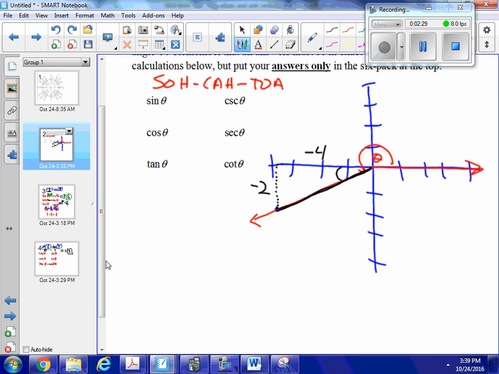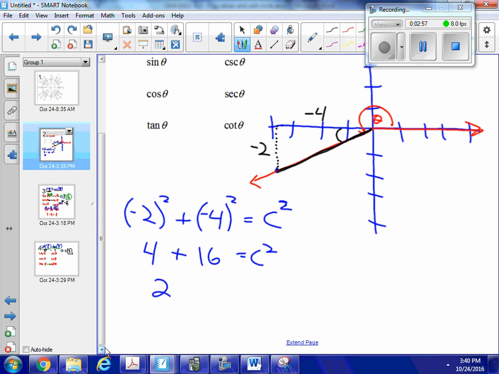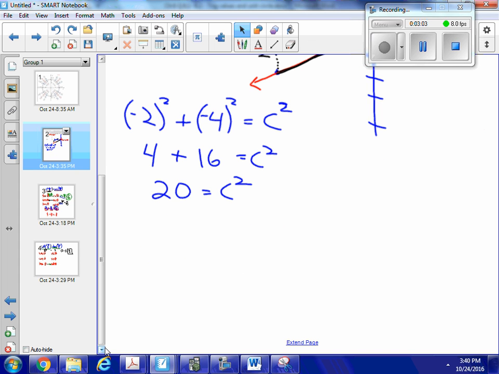Well, I can find out how long the hypotenuse is, because I need that h for the Sohcahtoa. I'm just going to go -2 squared plus -4 squared is equal to my hypotenuse squared. Now remember, it's -2 squared, so this is going to be a +4. And it's -4 squared, that's going to be a +16. And that's going to be equal to c squared. So this is going to be 20 is equal to c squared. And I'm going to take the square root of both sides, and I'm going to get c is equal to the square root of 20.